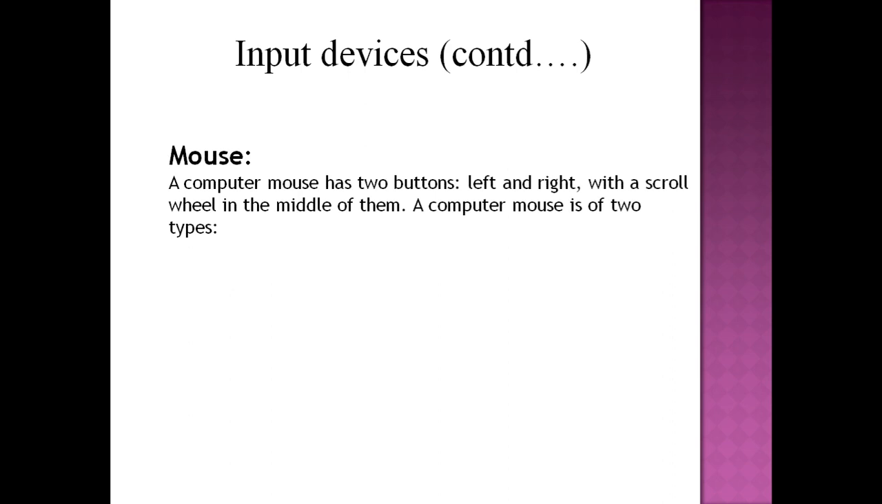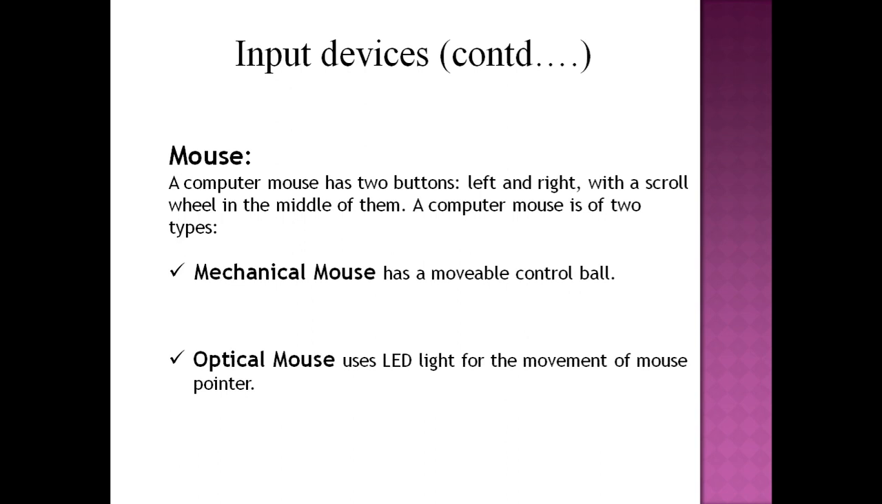Talking about the second input device, that is mouse. A mouse has two buttons, left and right, with a scroll wheel in the middle of them. A computer mouse is of two types, that is mechanical mouse, which has a movable control ball. This ball follows the movement of the mouse. This mouse is also known as ball mouse.